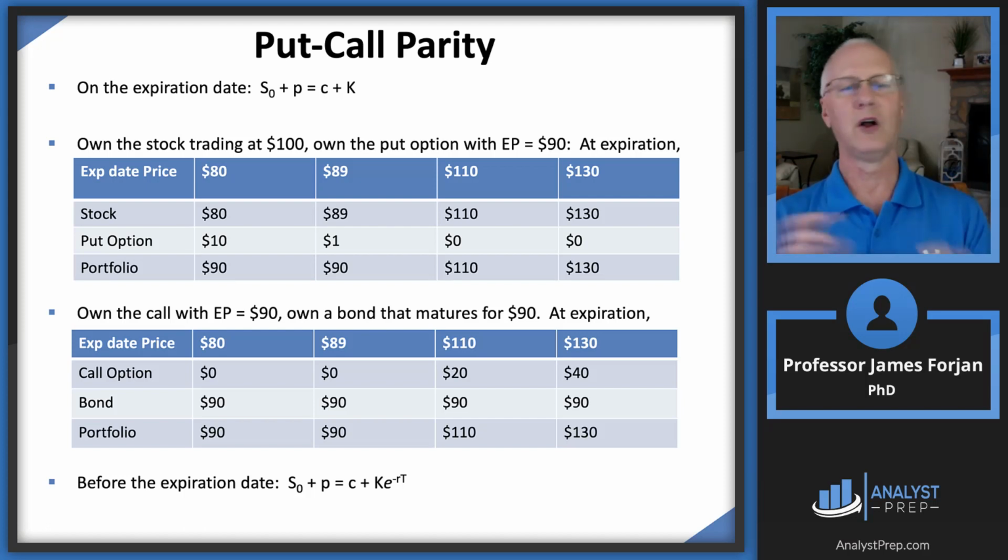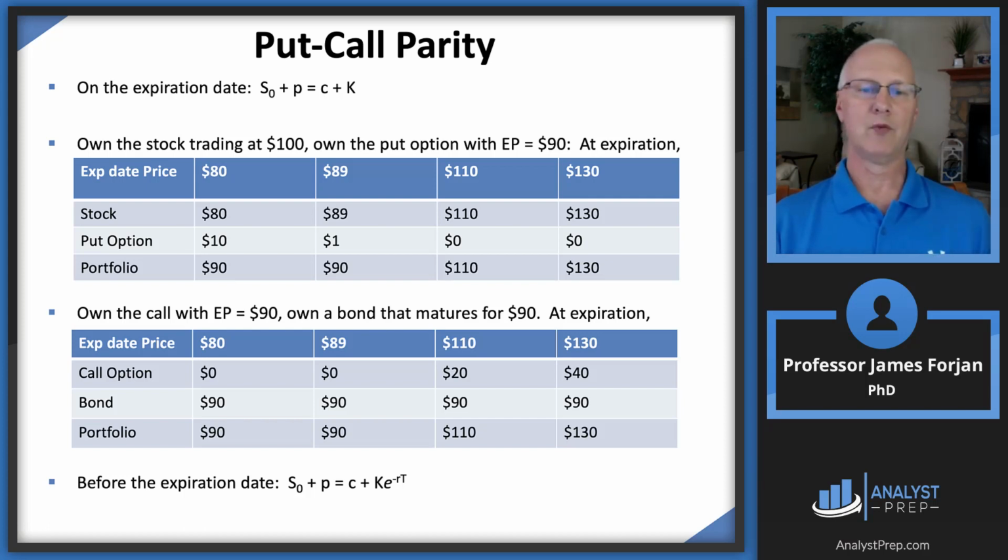So in between all this stuff, we don't have to worry about any coupons being paid. Okay? So we have two assets now. We have the call option and we have a risk-free zero coupon bond. Make sense? All right, so I'm going to do those same possible stock prices at expiration, the 80, the 89, the 110, and the 130. And I'm going to ask the question now, what is the value of the call option?